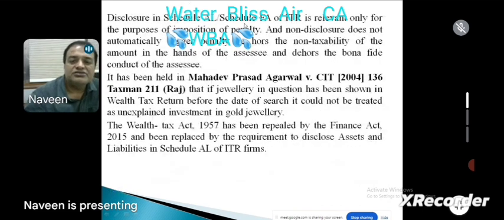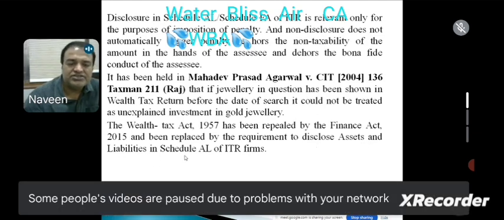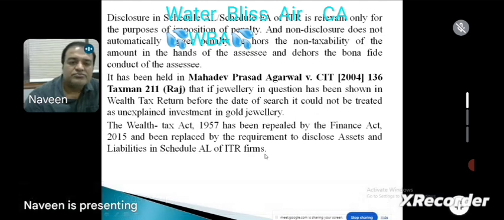Disclosing in Schedule A or Schedule FA of the ITR is relevant only for the purpose of imposition of penalty. And non-disclosure does not automatically trigger penalty, nor does it negate the non-taxability of the amount in the hands of the assessee, nor the bona fide conduct of the assessee. So it has been held in Madhav Prasad Agarwal, Rajasthan High Court: if the jewelry in question has been shown in the wealth tax return before the date of search, it could not be treated as unexplained investment in gold jewelry. Then, the Wealth Tax Act 1957 has been repealed by the Finance Act, hence replaced by the requirement to disclose assets and liabilities in Schedule A of ITR forms.